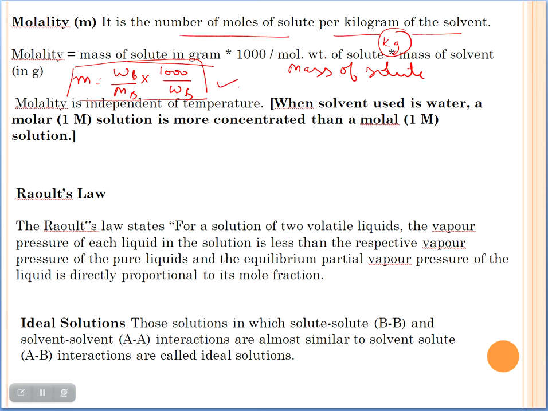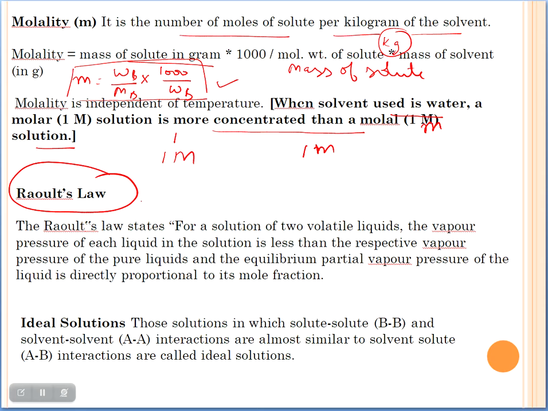It will not be dependent on the temperature because it is a mass quantity. Mass will not be dependent. Solvent used is water. 1 molar solution is more concentrated than 1 molal solution. 1 M is more concentrated than 1 m. Here will be 1 small m. Clear, guys? Next and most important law is Raoult's law.